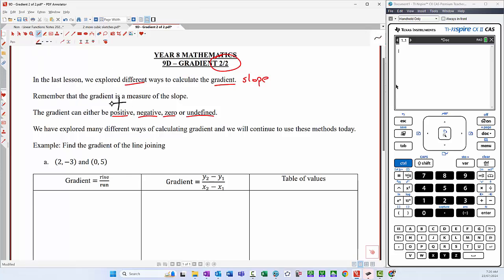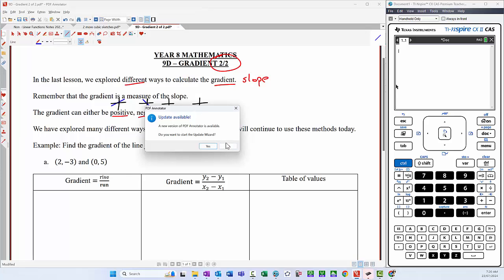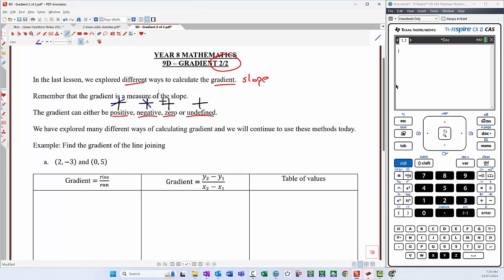So here's a quick Cartesian plane, there and there. Now, we'll draw some lines. So positive gradients, as x increases, the y values increase. Negative gradients, as x increases, the y values decrease. Zero gradients means that the y values don't change. They stay the same all the time.